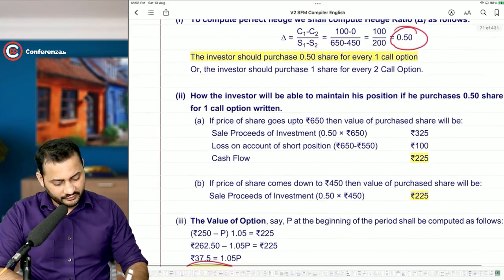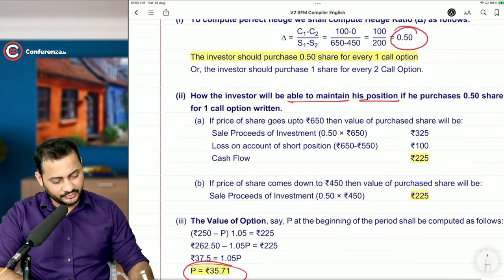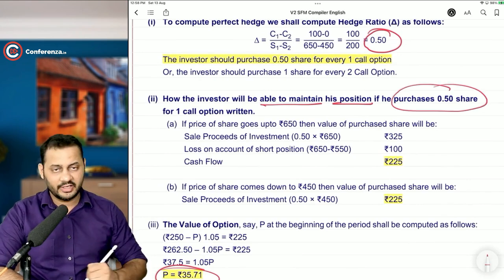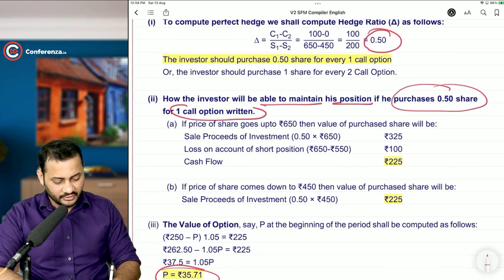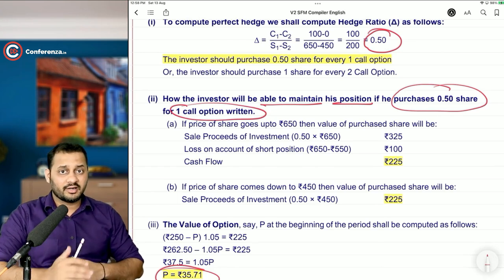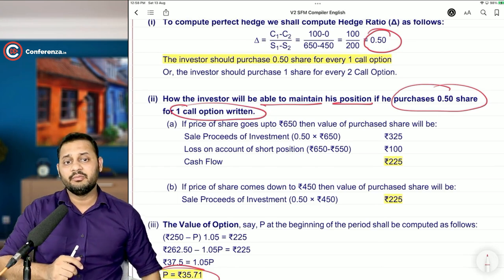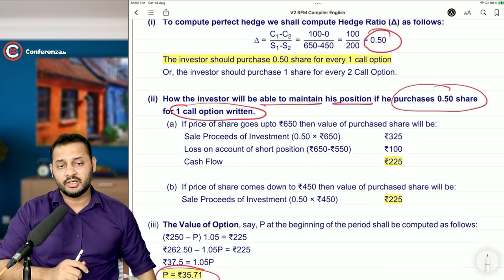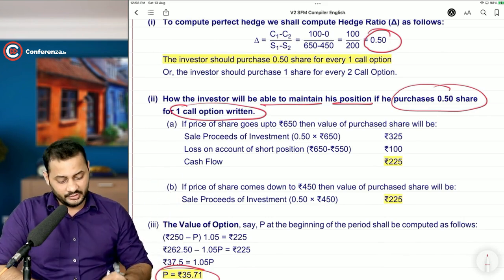How will the investor be able to maintain his position if he purchases 0.5 shares and writes 1 call option? If he is the writer of the option, then the premium is the only profit to him. Otherwise, there will be a loss.